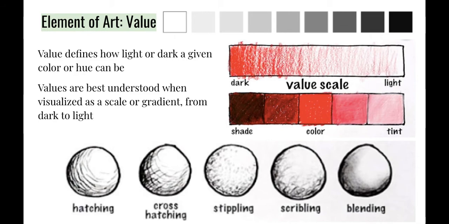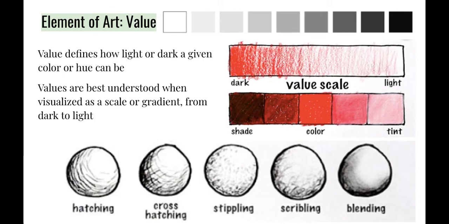The next element of art that we're going to be focusing on for the next part of our panel is going to be value. Value defines how light or dark a given area or hue can be. Values are best understood when visualized as a scale or a gradient from dark to light. So when you have something that's really dark and then you gradually go to light, you are creating value. Value is essentially what we like to call shading.